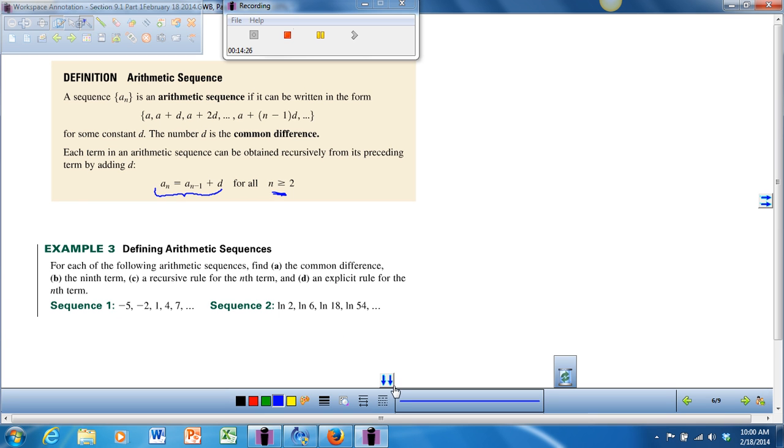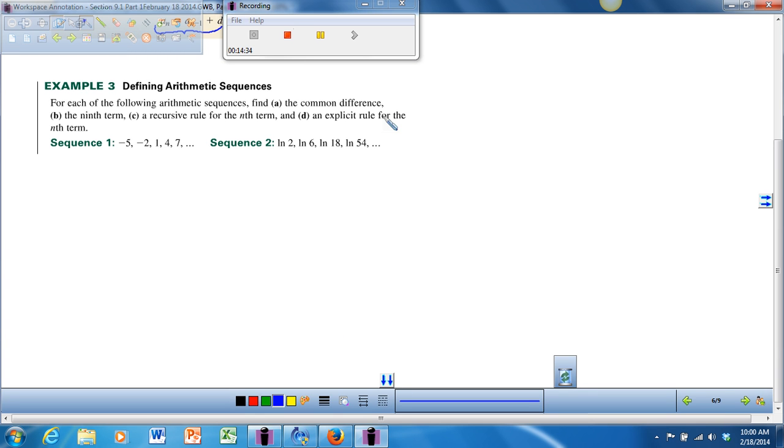All right, so let's do an example, and we'll just do sequence 1. We won't be doing both of these. For each of the following arithmetic sequences, find the common difference, the 9th term, the recursive rule, and the explicit rule. So, for sequence 1, if I want the common difference, then I want to look at the second minus the first, the third minus the second, the fourth minus the third, and each time I get 3. My common difference, d, is 3.